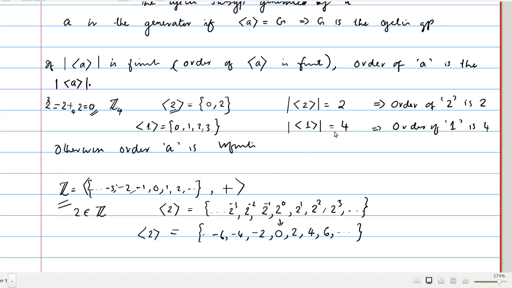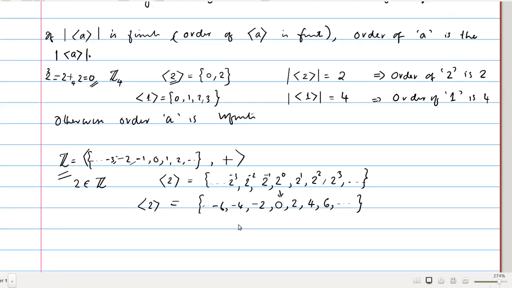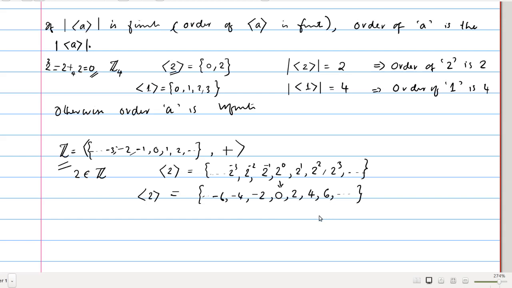Okay, so even though we are using the same 2 in this case and this case, since the groups are different, the subgroup generated by the same element will be different things. So in this case we can say that the order of the element 2 is actually the cardinality of the subgroup generated by 2, if it is finite. Otherwise we write this order as infinite, because this is not a finite set. If this is finite, then the order would be the cardinality of that set.